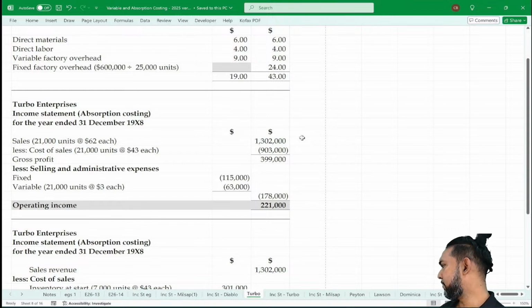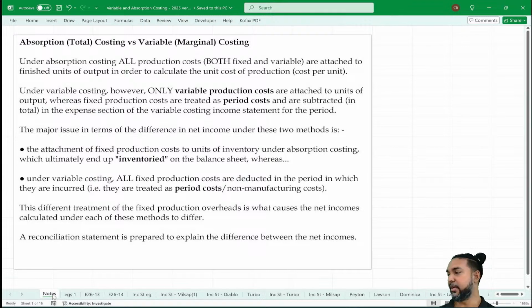Okay, so we have a few people not here yet, so we'll just do a bit of a recap from last week and then we will start this week's work. Last week we started looking at the last topic in module 2 of unit 2, which is variable absorption versus variable costing, also known as marginal costing. It is an approach to costing and decision making that, when we are doing income statements, treats fixed costs differently.